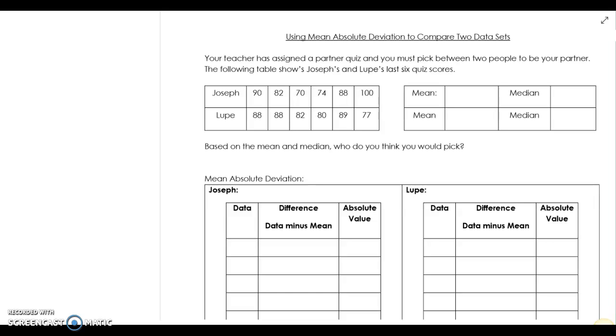The first thing that we're going to look at is that you are going to be able to take a partner quiz, and you have to pick between Jose or Lupe to partner with. So we are first going to use two measures of central tendency, mean and median, to see if we can make a determination using those pieces of data. Take a moment and pause your video and find the mean and median of each of these 6 pieces of data for Jose and for Lupe.